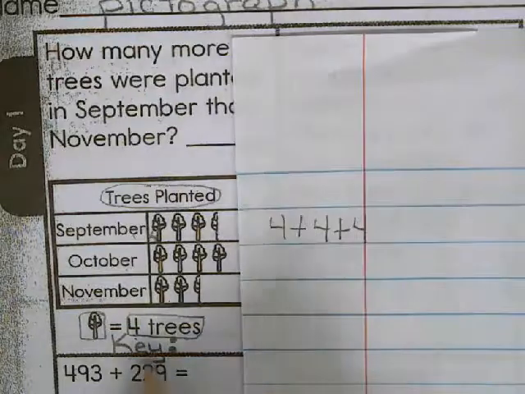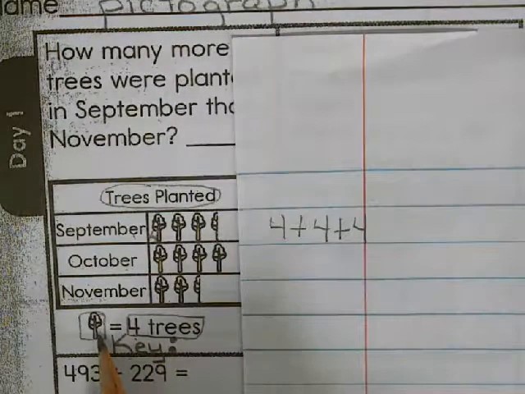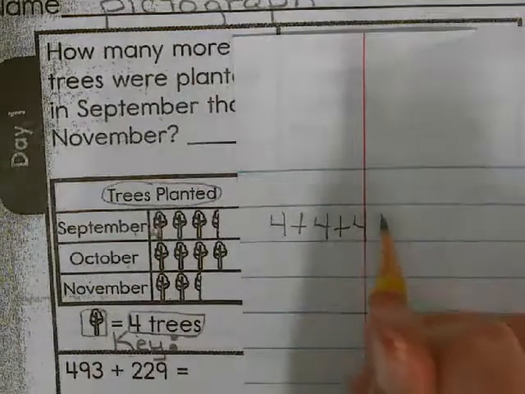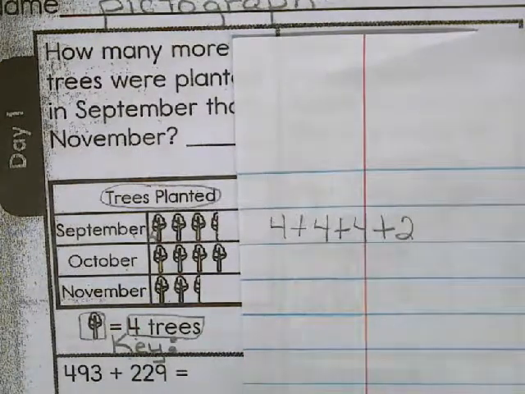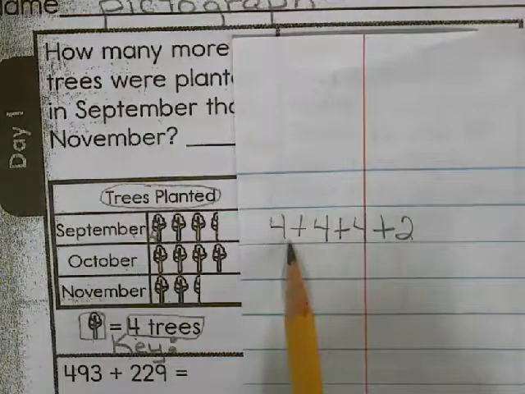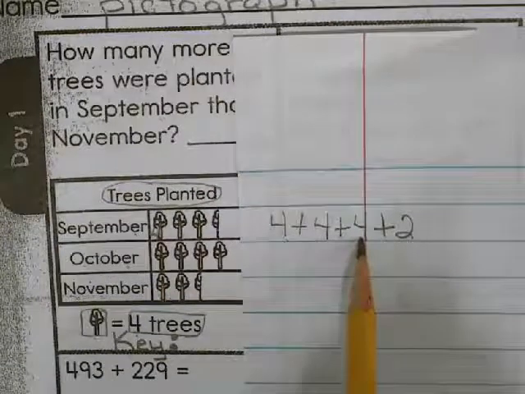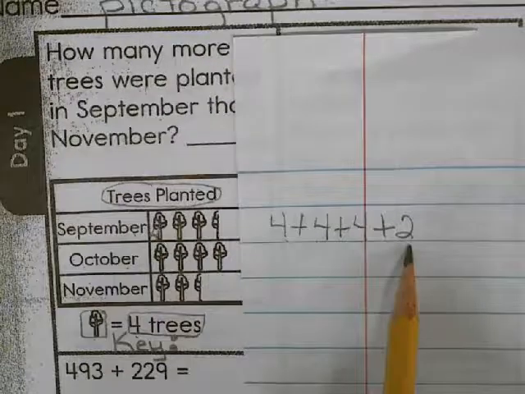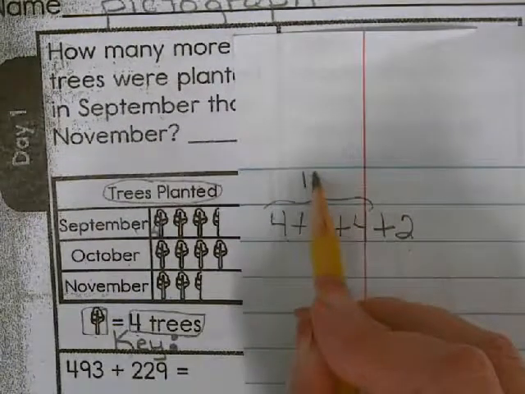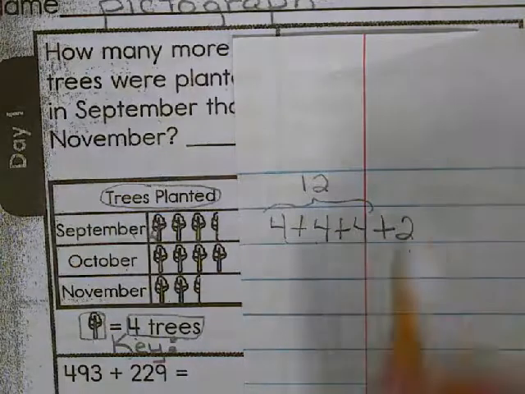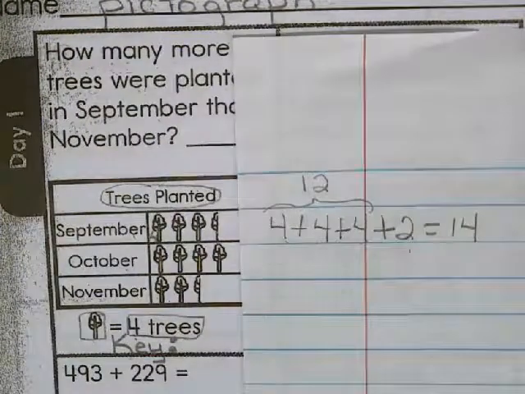A half a tree is half of 4. So what is half of 4? If you said 2, that's correct. So when I want to find out how many trees were planted in September, I could add 4 plus 4 plus 4, and then 2 more. So really, 3 groups of 4 is 12, and then 2 more is going to give me 14.